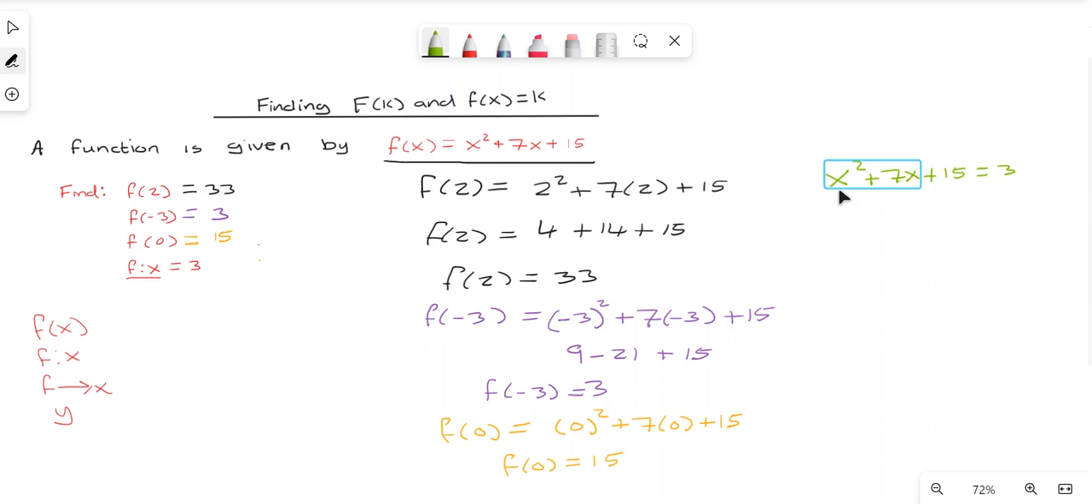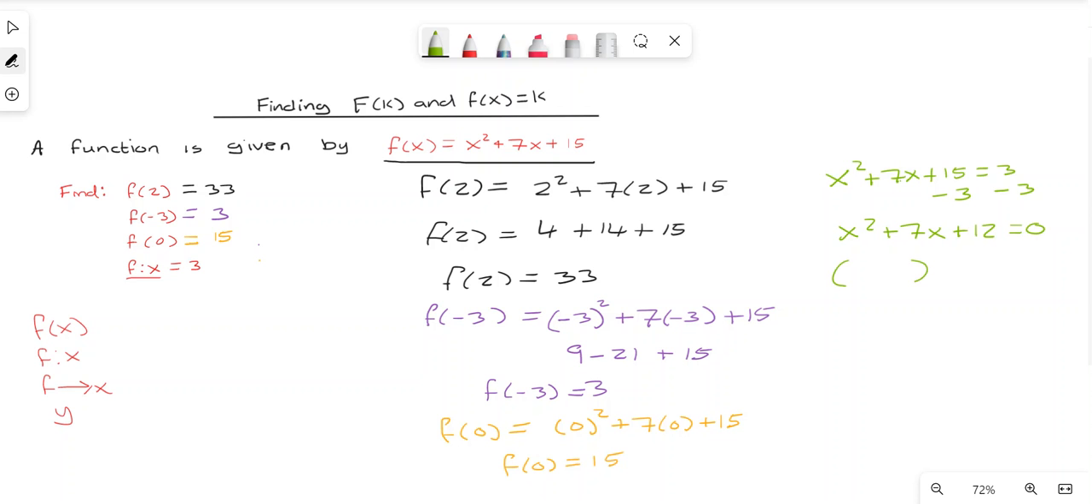So what we can do is change this so that it's equal to 0, and then we can solve it using the trial and error method for the quadratic equation. In order to make this equal to 0, we have to get rid of the 3 on this side. So we minus 3 from here and minus 3 from here. That will give us x squared plus 7x plus 12, since 15 minus 3 is 12, equal to 0.